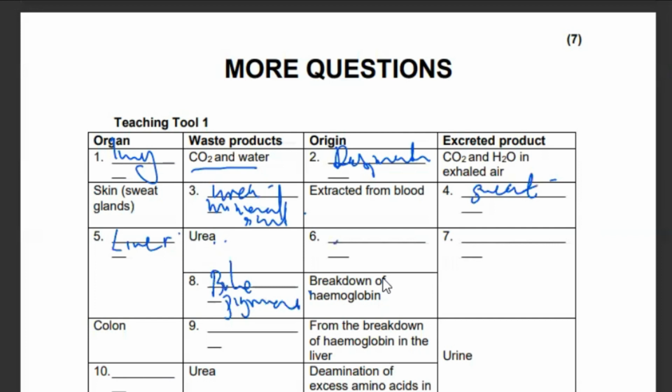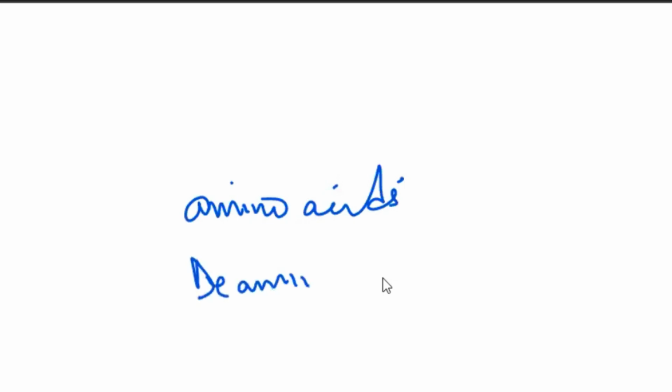Origin. Where do we find urea? Where is urea coming from? Urea actually is a product of protein as a result of deamination. Remember, proteins have what we call amino acids. So when you deaminate, you are removing the amino group. D means minus. So you are removing this amino group, therefore it becomes deaminated.